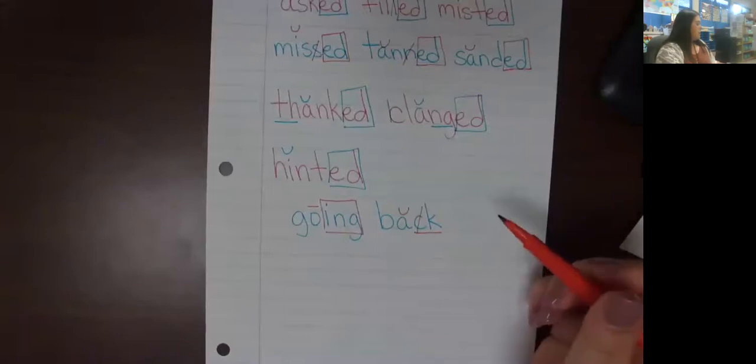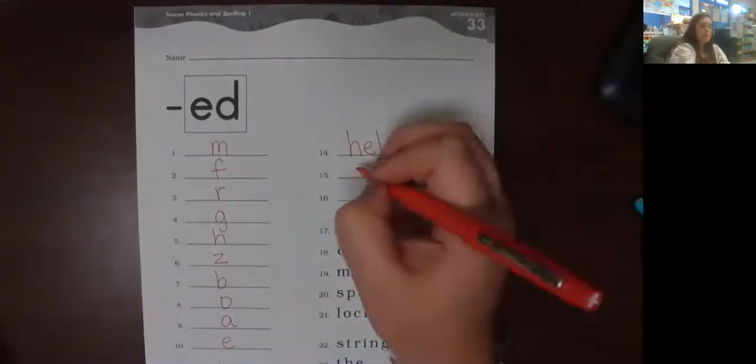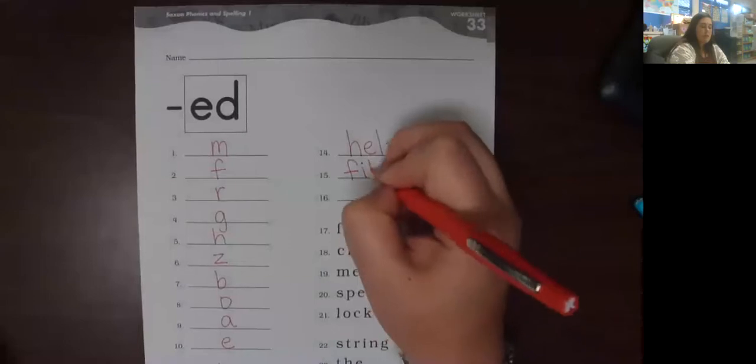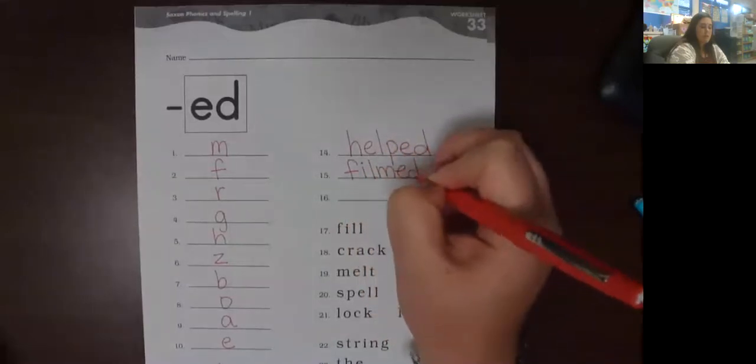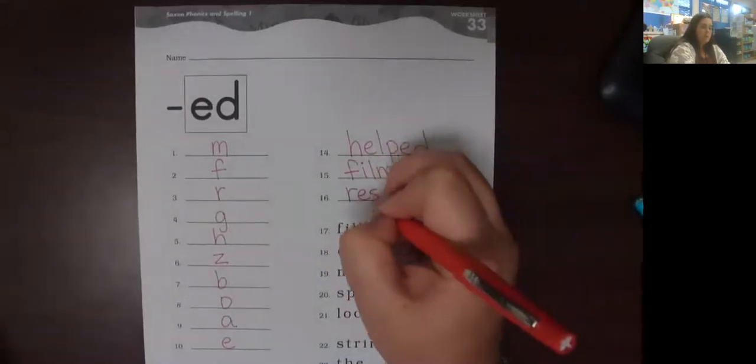All right. Now we're going to go to our worksheet here. On 14, you're going to spell the word helped. Then you're going to spell the word filmed. Okay, and 16 is rested.